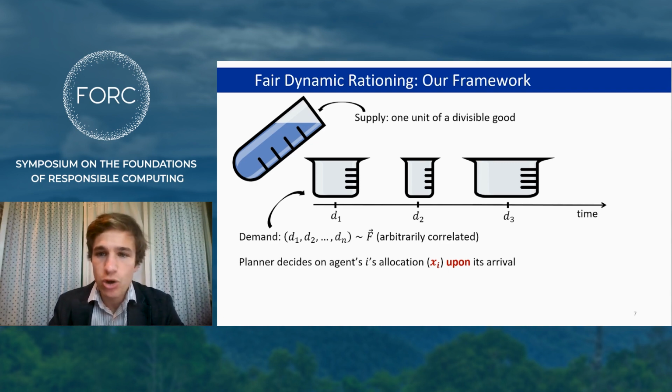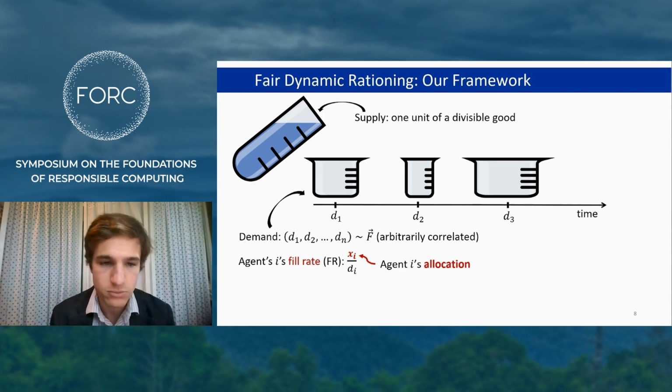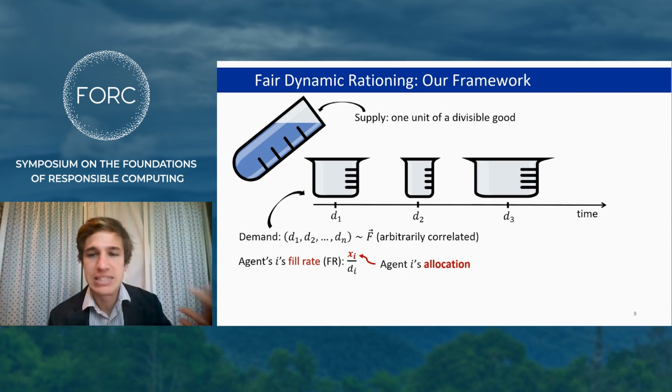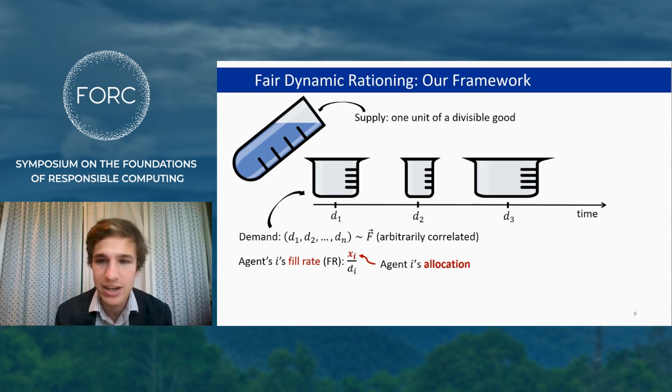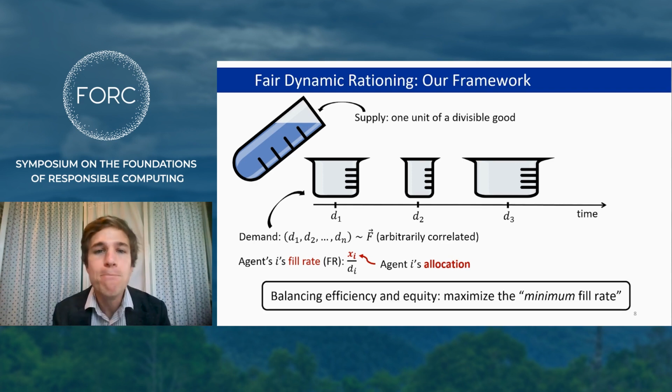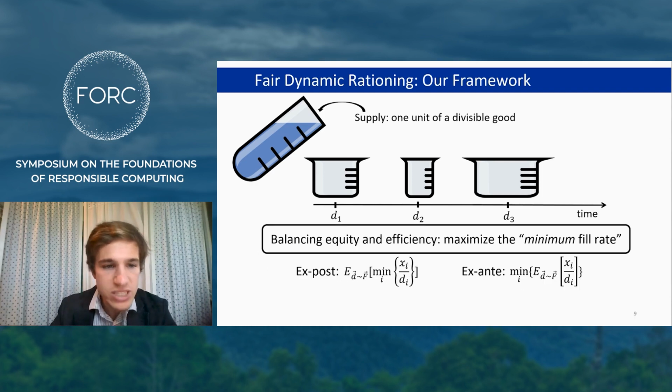Now, an agent's utility is going to be given by their fill rate. So it's the amount of their demand that they receive. Now, this allocation can't exceed their demand, so the fill rate is going to be bounded by 1. And our goal is going to be to maximize the minimum fill rate. Now, I've put this in quotes to emphasize that this is still somewhat poorly defined. It's a random process, so there's a question of when to take the expectation. We're talking about the expected minimum fill rate or the minimum expected fill rate. So that corresponds to ideas of ex post and ex-ante fill rates.